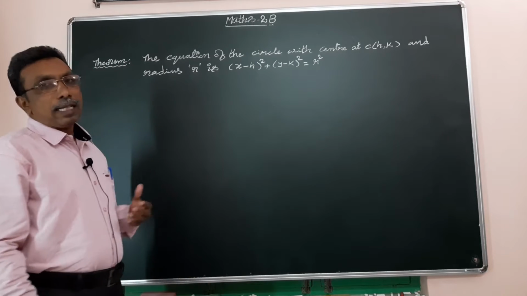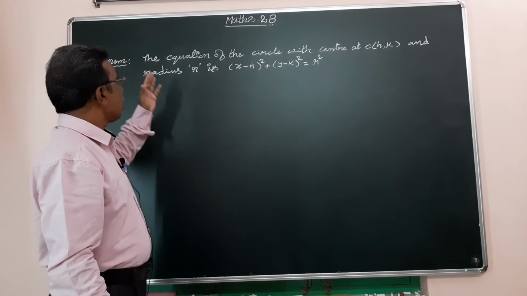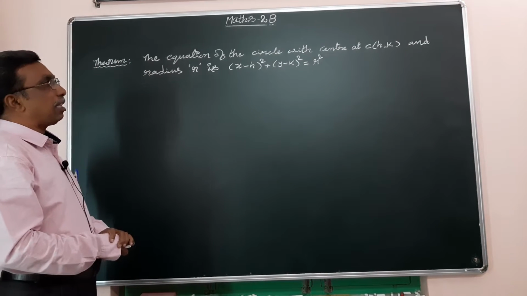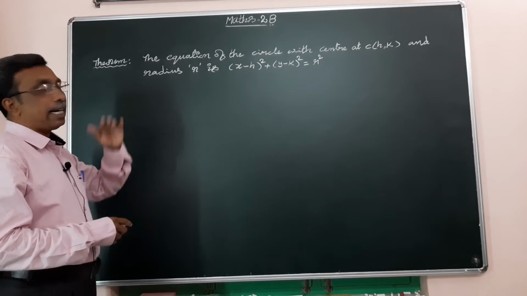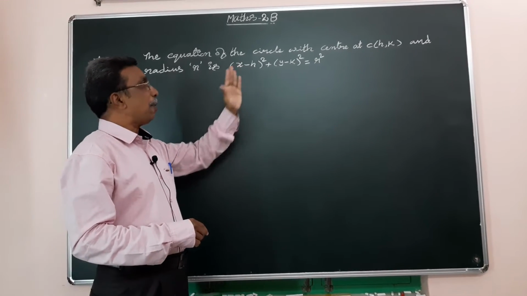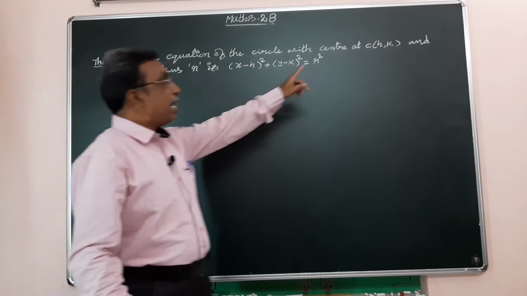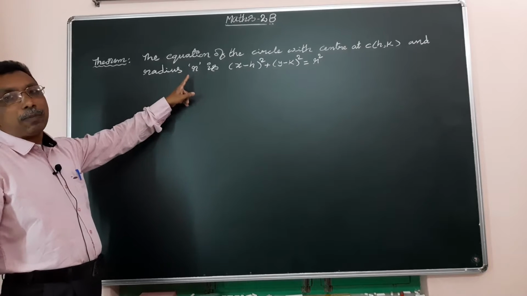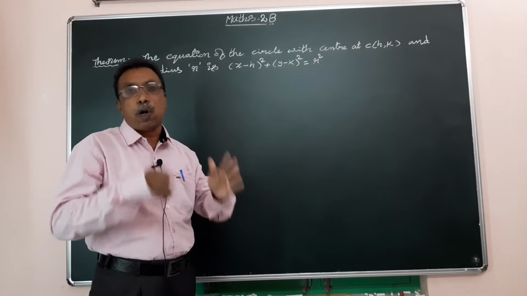Now we discuss Maths 2B, second intermediate, second year Maths, circles. Theorem: the equation of the circle with center C of h comma k, and radius r. Then we prove that x minus h whole square plus y minus k whole square equal to r square. H comma k is the center of the circle, r is the radius of the circle. Radius means the distance between the 2 points.